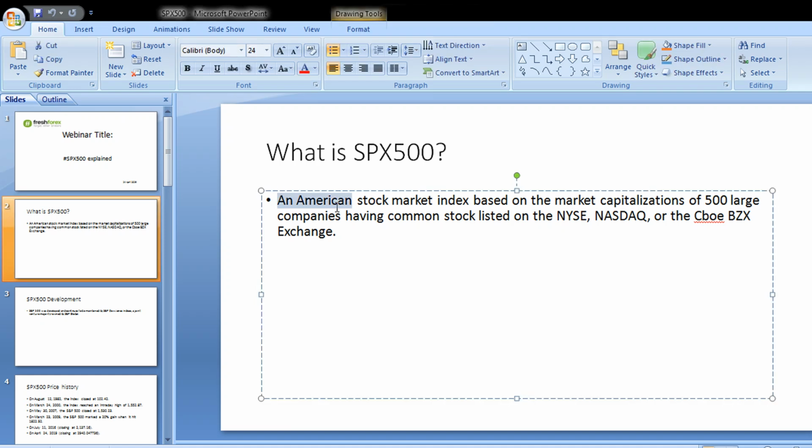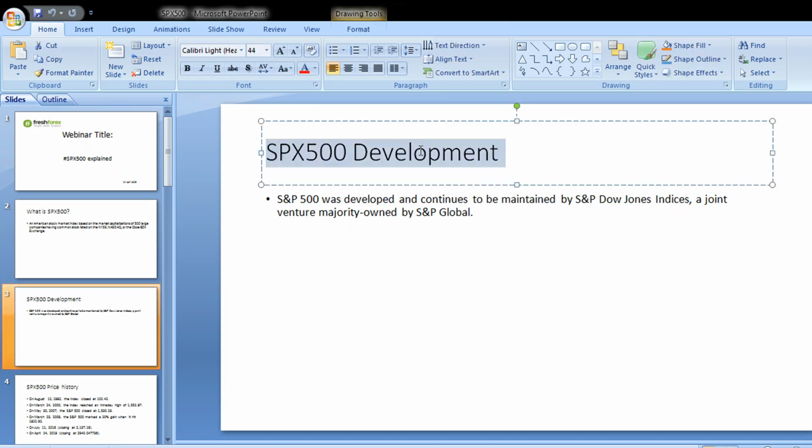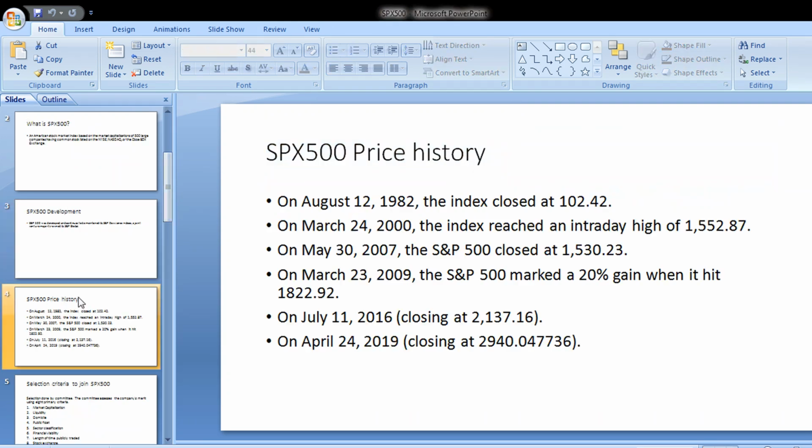SP500 is an American stock index that is based on market capitalization of around 500 companies. So the stocks are listed on NYSE, NASDAQ, and the CBOE-BZX exchange. Then this is how it came about. It is owned, developed and maintained by SP Dow Jones Indices, which is a joint venture. Then there is also a brief history here.